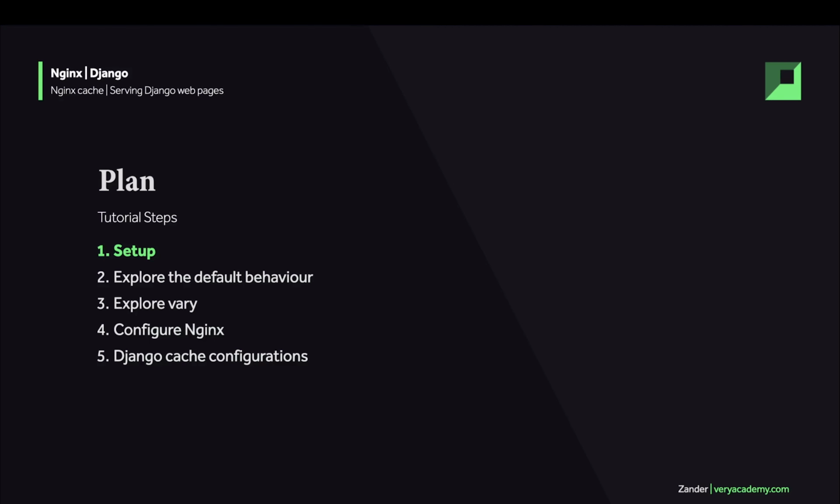So we'll have a look at understanding the default behavior of utilizing Nginx cache serving Django web pages. From there, we'll delve into the Vary header, understanding what it is, and potentially then how to configure that as a baseline in Nginx when serving Django web pages. And then finally, we have a look at some of the different Django cache configurations and options that are available when building a Django project and controlling cache.